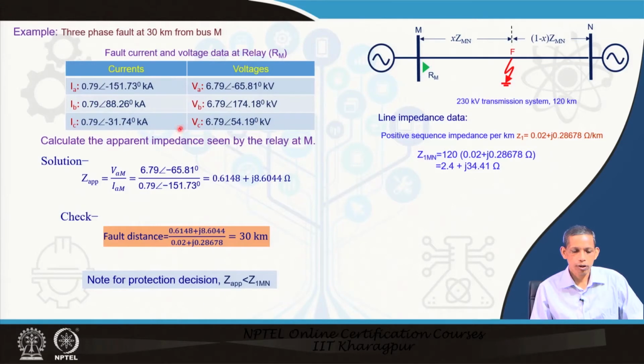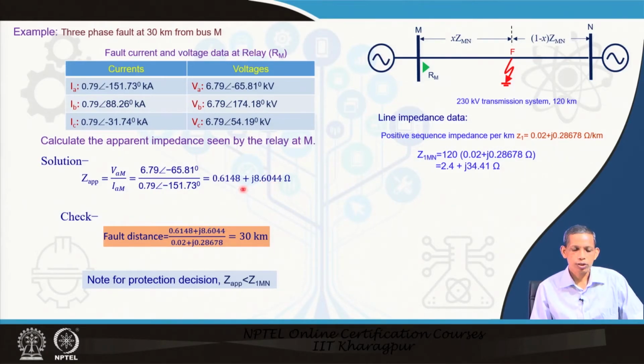Relay RM obtains these voltage and current phasors, and now it will calculate the Z apparent. From the earlier discussion, we have the relation that Z apparent equals VA divided by IA, or VB divided by IB, or VC divided by IC at the relay bus. Therefore, for the relay we use VAM divided by IAM, and this ratio gives us 0.6148 plus j 8.6044 ohm.